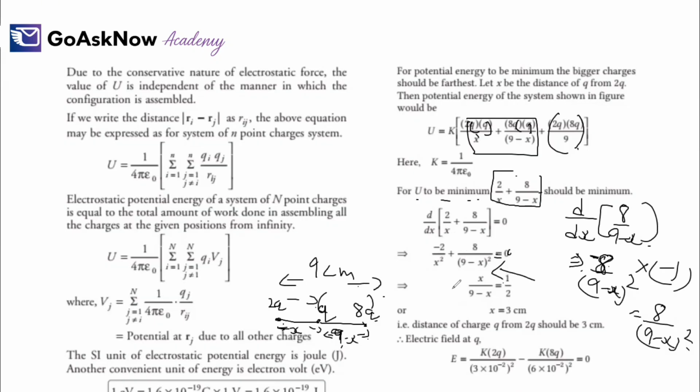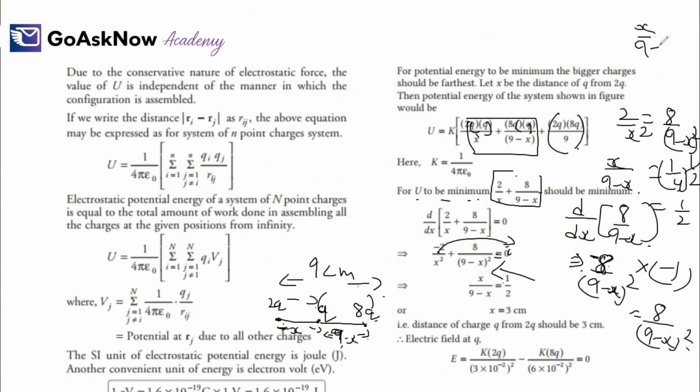If you do further calculation, you will get x by 9 minus x equal to 1 by 2. See here, 2 by x square equals 8 by 9 minus x square, you can write it like that if you move it to this side. So now just take x to the right hand side. x upon 9 minus x will be equal to 1 by 4 to the power half, that is equal to 1 by 2 only. So x is equal to what?